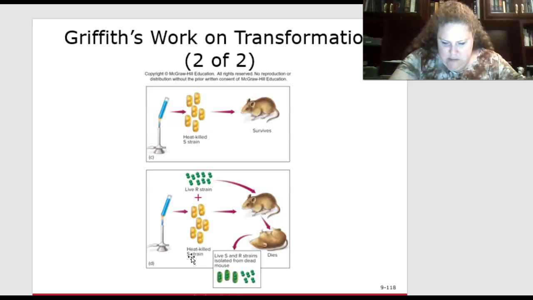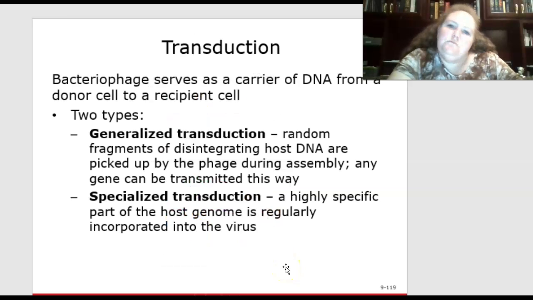Same here, so this is the bottom of it. When you have a heat-killed S strain and you give it, the mouse can survive, but when you have the live plus the heat-killed and you transform it, the mouse can die, because the live S and R strains were isolated from the dead mouse. So then you have transduction.